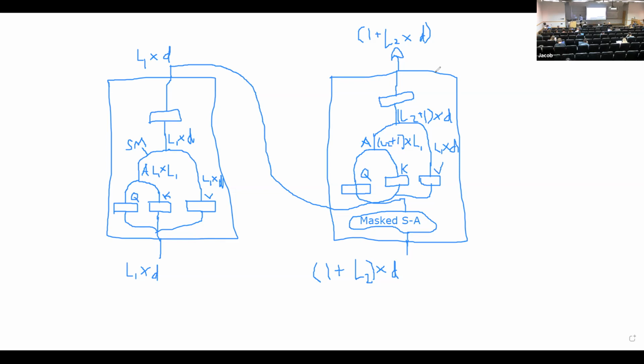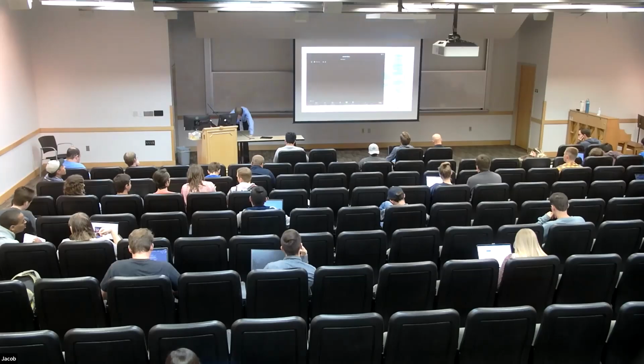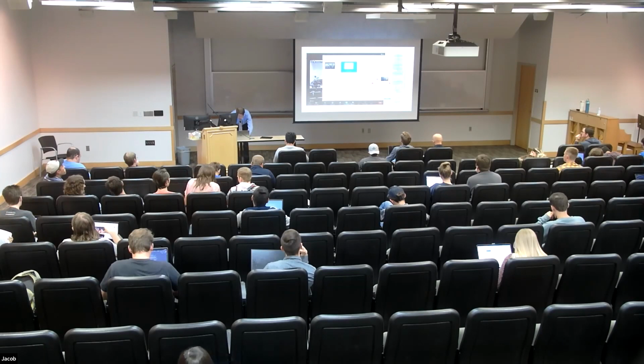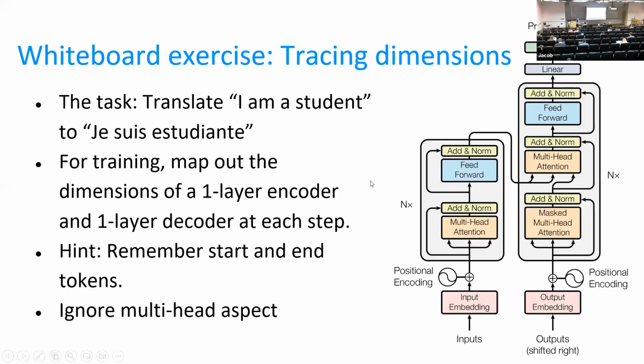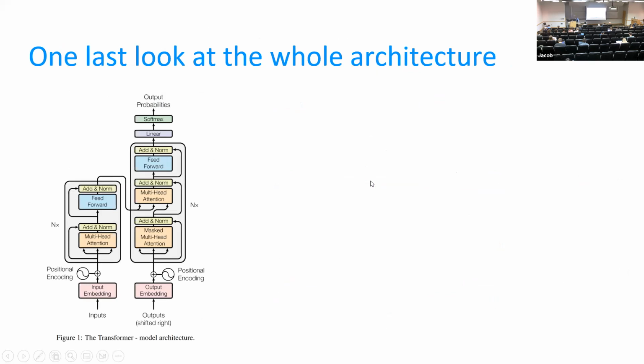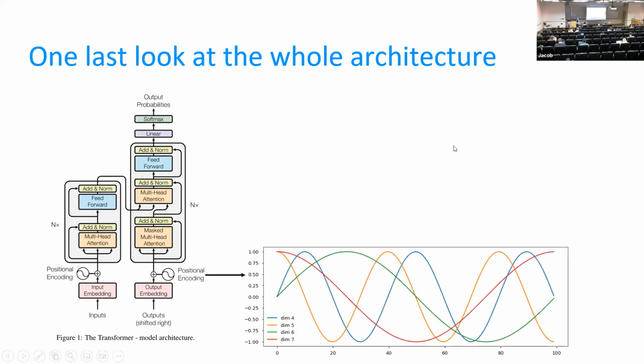All right. So that is the transformer architecture. All right, so now there's one part we've missed, and this is just the technicality of how we do positional encoding.